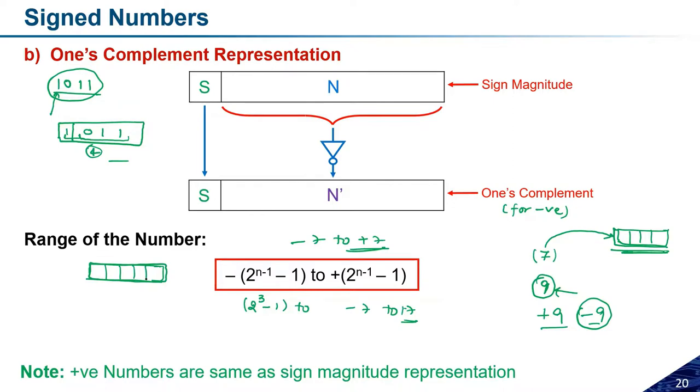You got the answer? Is the answer clear or not? Yes, sir. If in case of any doubt, you can repeat the question, no problem, I will explain it again. But I think the point is clear. So this range indicates simply the maximum and minimum limit which we can accommodate in that particular number of bits. If we have 4-bit information, then we can accommodate plus minus 7.